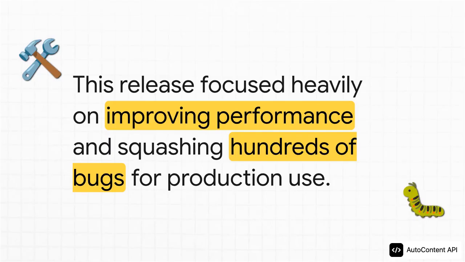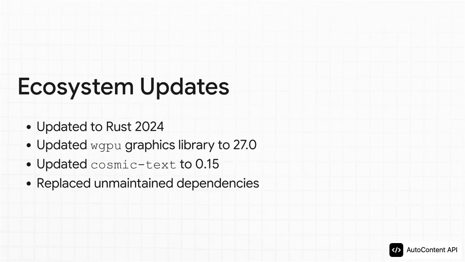If you look through the release notes, they are just filled with hundreds and hundreds of bug fixes and performance tweaks. This wasn't just about adding new toys to play with. It was about maturing the entire framework, making it faster, more stable, and truly reliable for production. You know, a healthy project is one that keeps up with the times. Rust is now updated to the latest Rust 2024 edition. It's using the newest versions of its core graphics and text rendering libraries, and the team has been proactive about swapping out older, unmaintained dependencies. That shows a real commitment to the long-term health and security of the project.